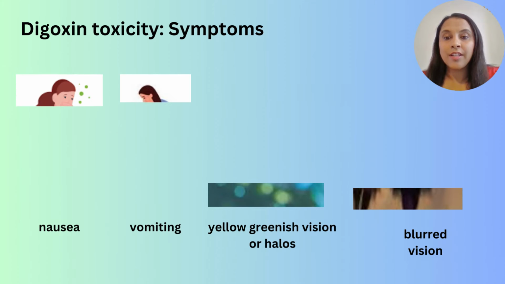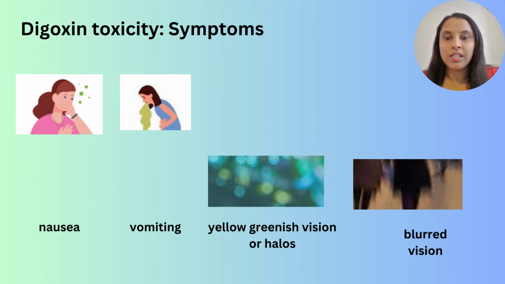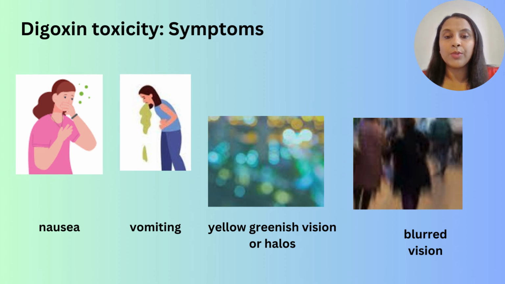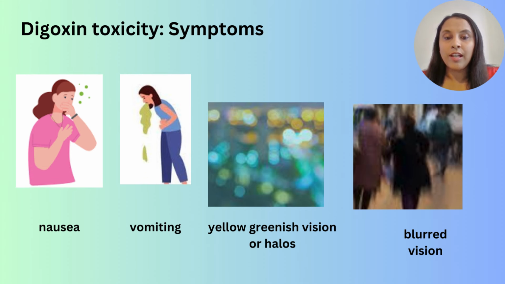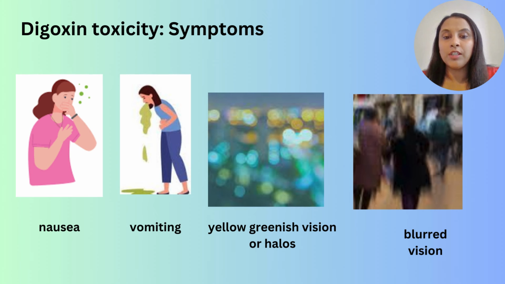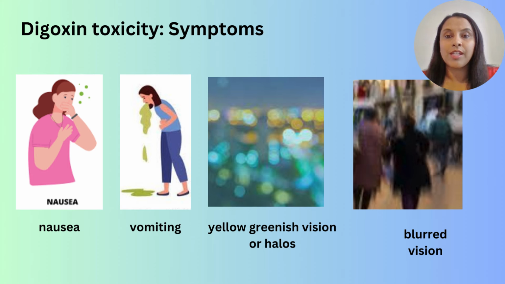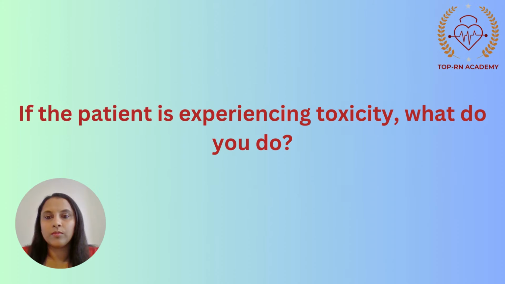The earliest signs and symptoms of digoxin toxicity are GI related. They are nausea, vomiting, diarrhea, anorexia, and later on, in the late stages, the patient will have blurred vision and will see a yellow-greenish vision, called halos. So these are the main signs and symptoms of digoxin toxicity which a nurse has to monitor for the patient.